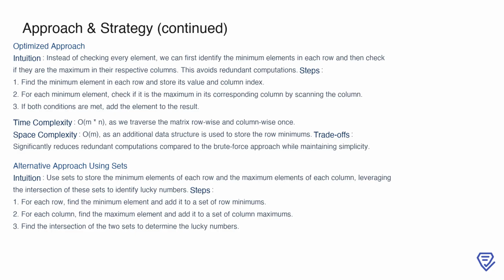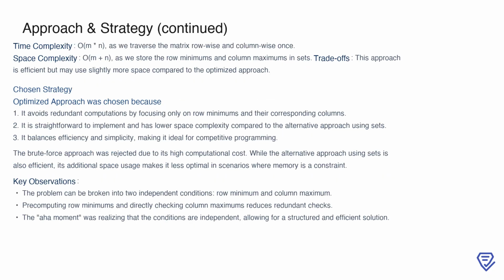Additionally, there is an alternative approach using sets, where we store the row minimums and column maximums in separate sets and find their intersection to identify lucky numbers. While this approach is also efficient, it requires additional space for the sets, making it slightly less optimal in memory-constrained scenarios. The time complexity of the set-based approach is O(m*n), as we still traverse the matrix row-wise and column-wise once. However, the space complexity increases to O(m+n), because we use sets to store both the row minimums and column maximums.